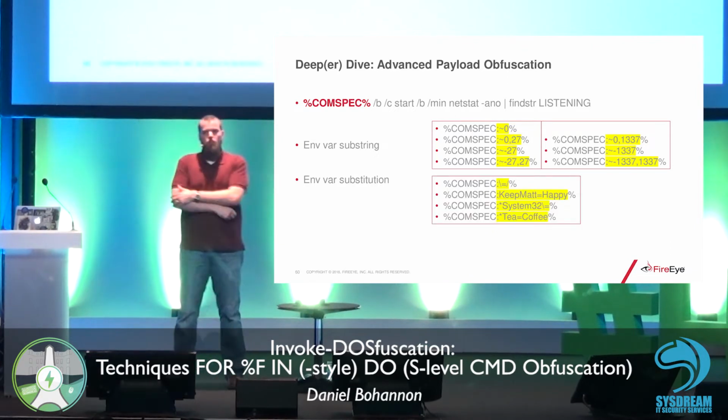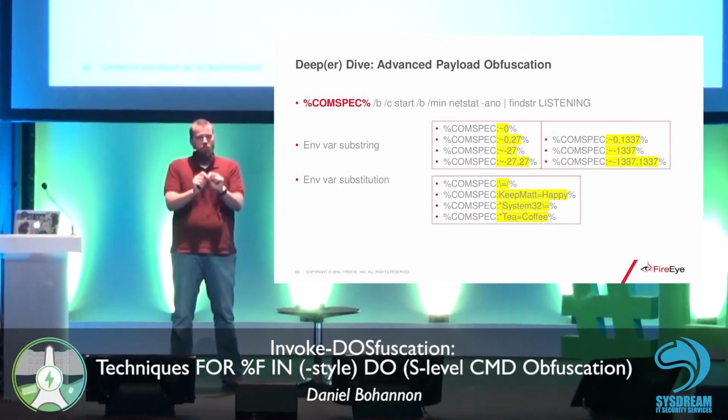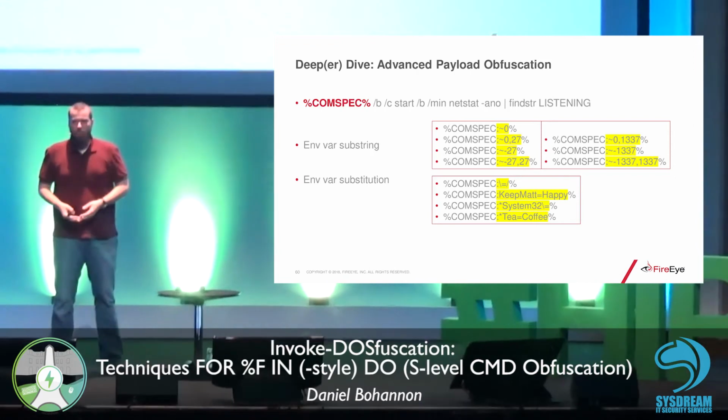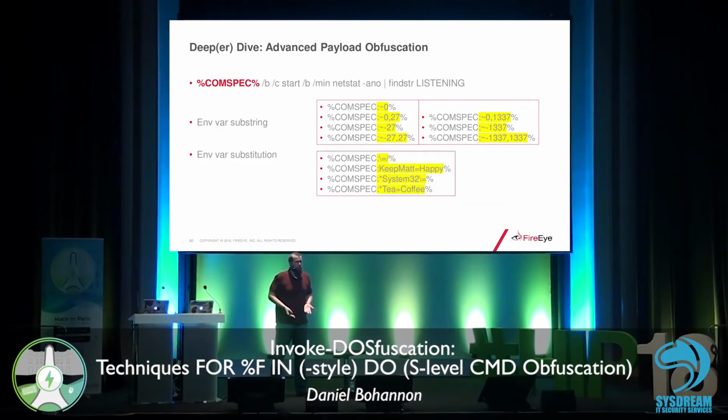You can also do environment variable substitution. And with this, you can choose variables or characters that actually exist, like converting backward and forward slashes back and forth. Or you can choose values that aren't going to exist anywhere. But it doesn't matter because you're not actually trying to change it. You just want to break up the %, because if that's what a defender is looking for, then they're going to miss this.